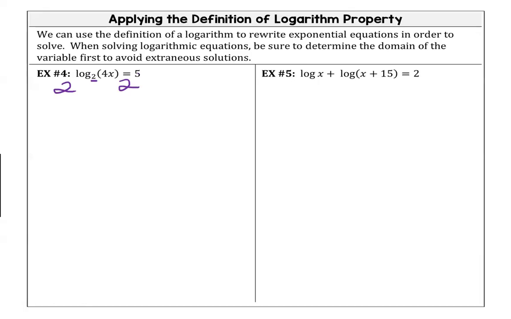What that allows me to do now is this cancels out the log because the base of your exponential and the base of your log are the same. And that leaves me with 4x equals 2 to the 5th power. What is the last step I need to do to get x by itself?